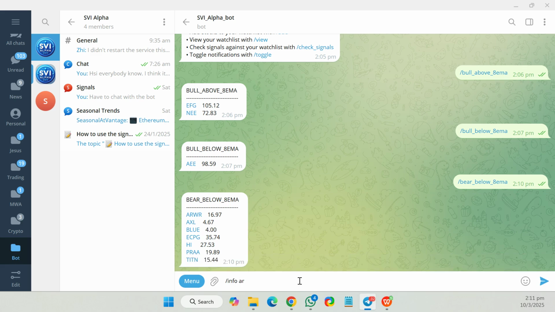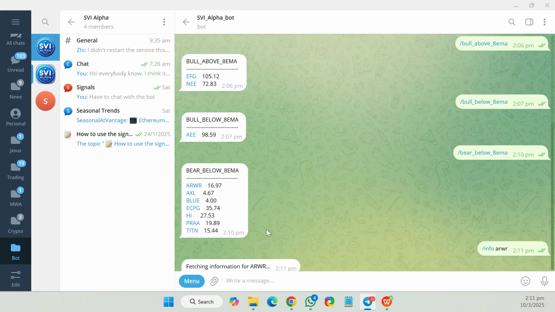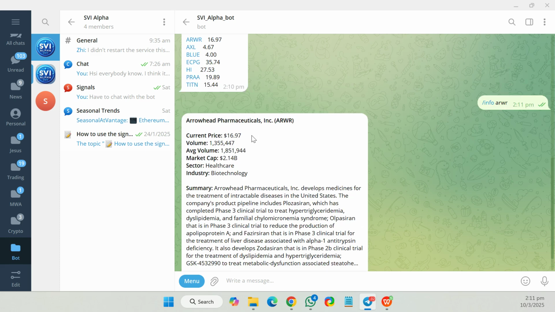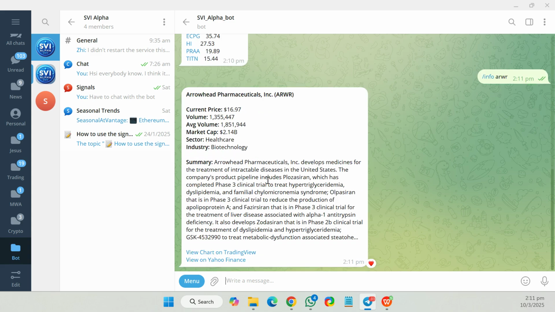So ARWR, fetching information, is actually Arrowhead. This is the price. What is the volume? What's the average volume? What is the market cap? Market cap is 2 billion. This is a small cap to mid cap. This is a biotech, and it shows what it does.